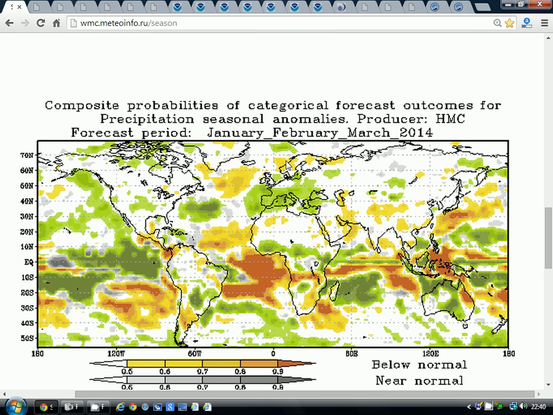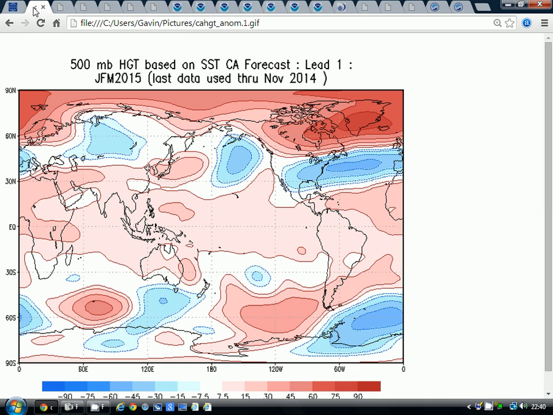Now, it's a weak signal. It's not necessarily going for a cold January to March period, but it's certainly seeing a cooler late winter compared to the December to February update that we had last month.